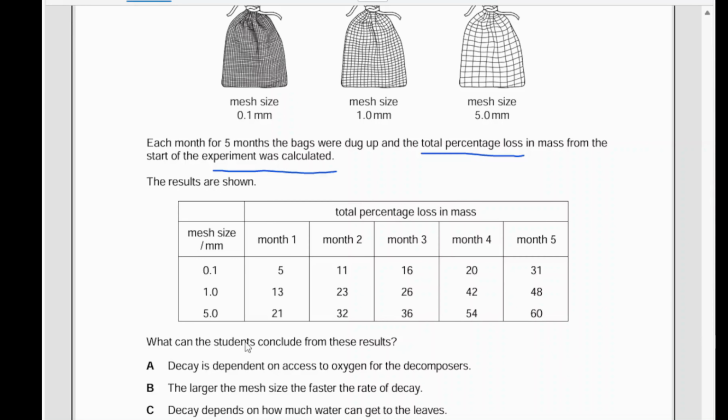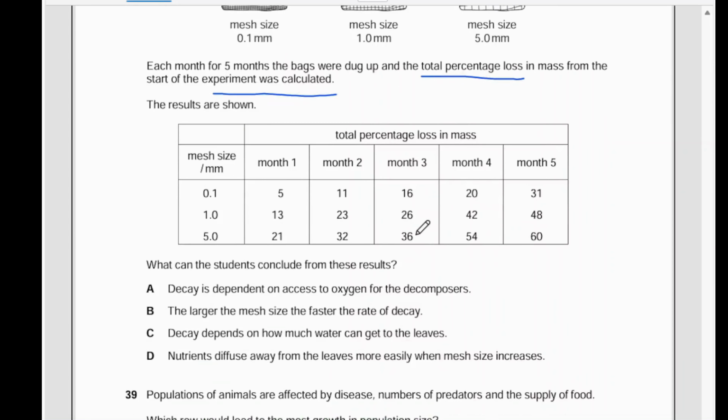Okay, what can the student conclude from this result? So the total percent. Okay. The larger the mesh size, the faster the rate of decay. Correct. And you can find the rate by just dividing these two. I don't know what the value would be, but you can check the percentage. Okay.